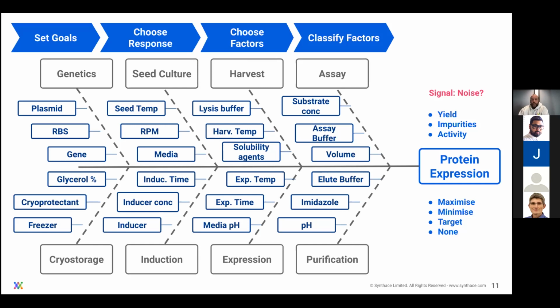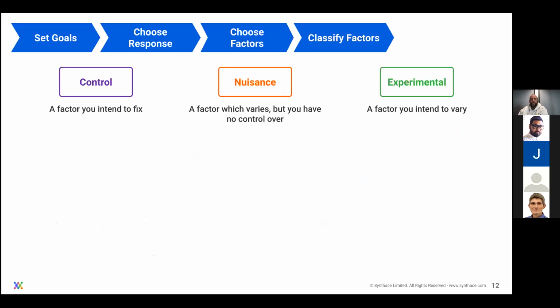So the Ishikawa tool has captured our broad experiment design space of all the things that we think may impact protein expression. Next up in the process is that we then classify each of these factors. We're going to put our factors from the Ishikawa plot into 3 buckets.